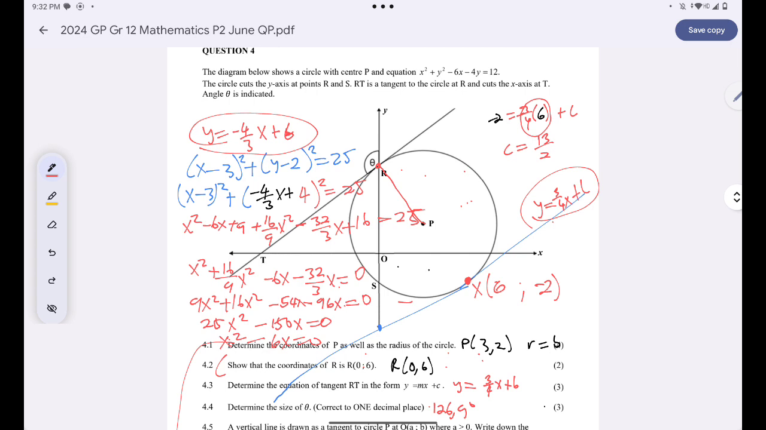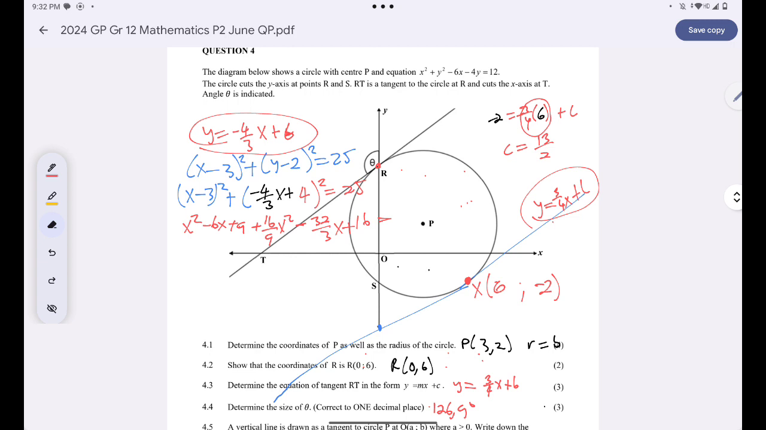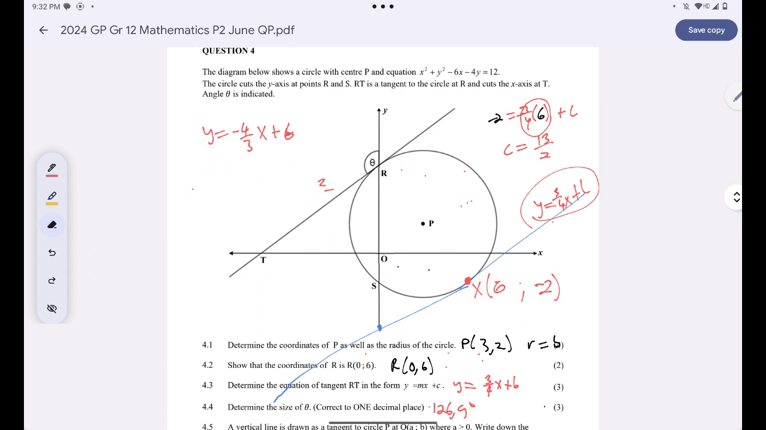Guys, please pause the video, take a screenshot, because now I want to explain how to find the answer, because I do have the equation of my other tangent. I just found out that y is equal to 3 over 4 x minus 13 over 2, right?